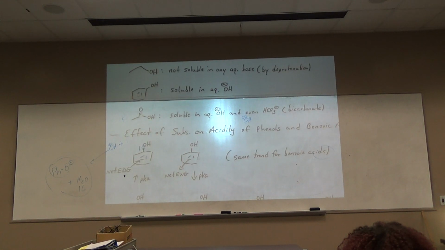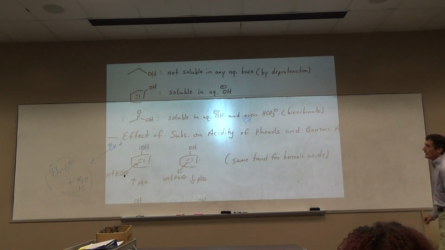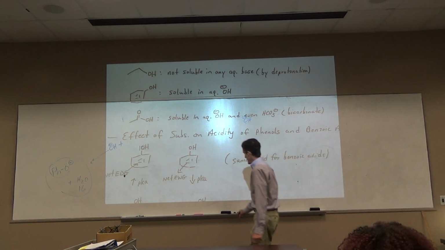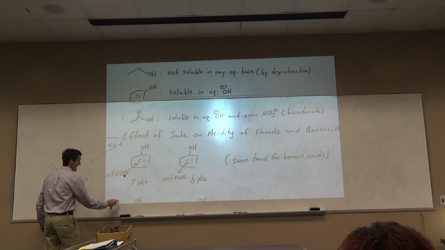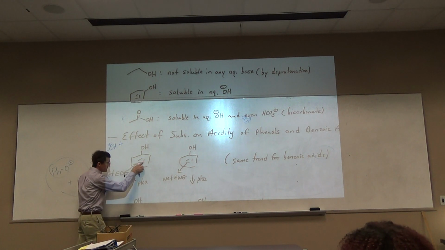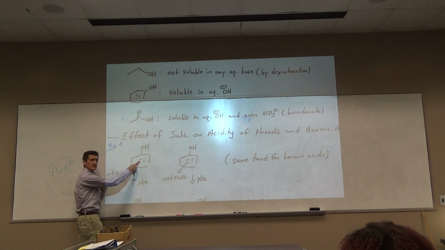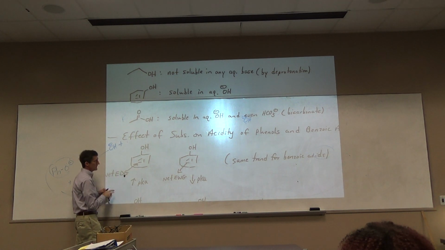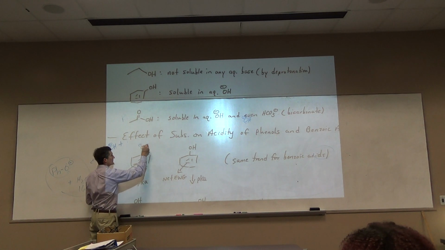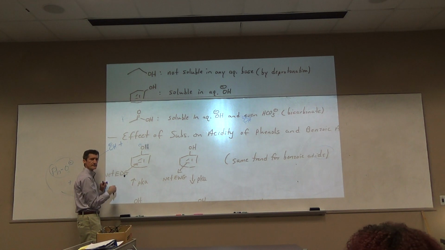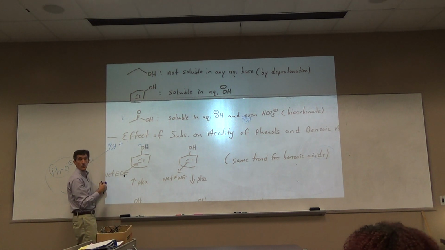Effective substituents on acidity of phenols and benzoic acids. Basically, if you have a net electron donating group, will that make the phenol more acidic or less acidic? Nick? Donating group. We're looking at this becoming a minus. If that's a donating group, is the minus going to be more likely to form or less? Less acidic. It's less likely to form.